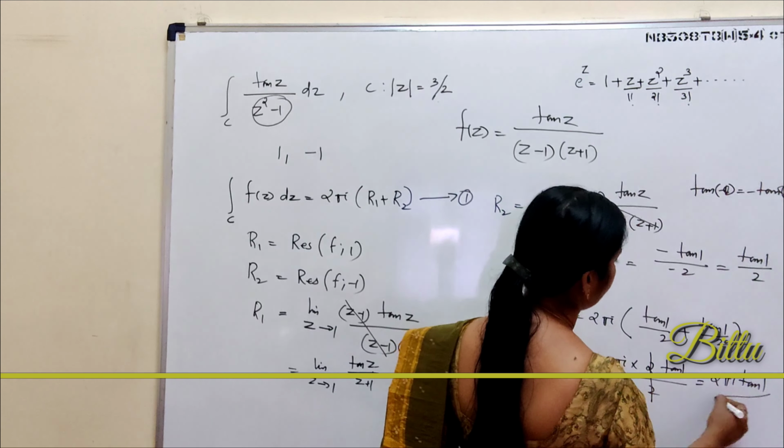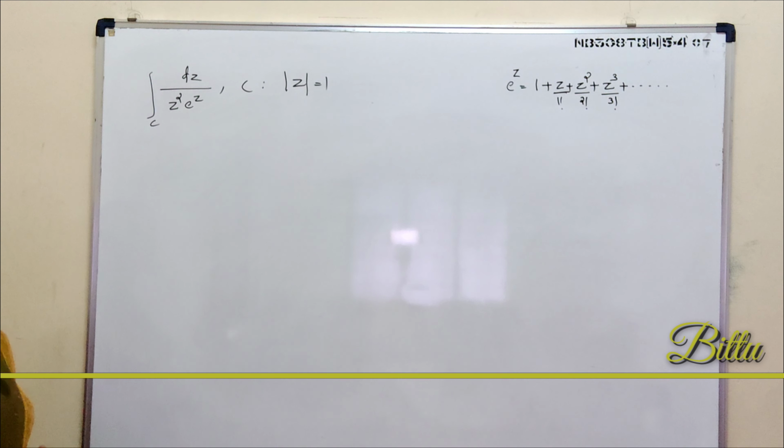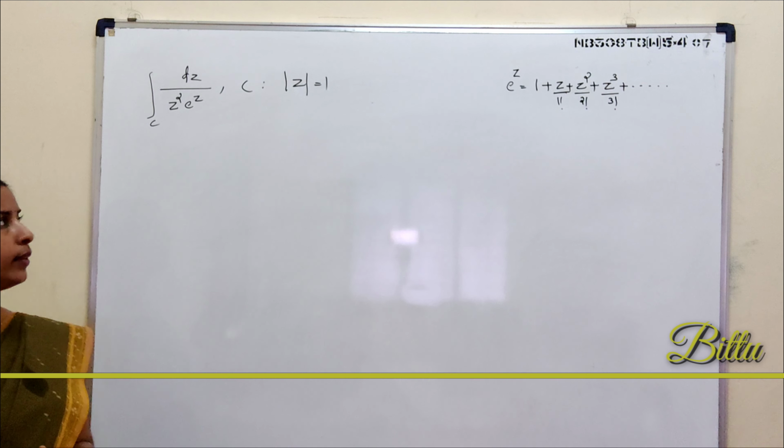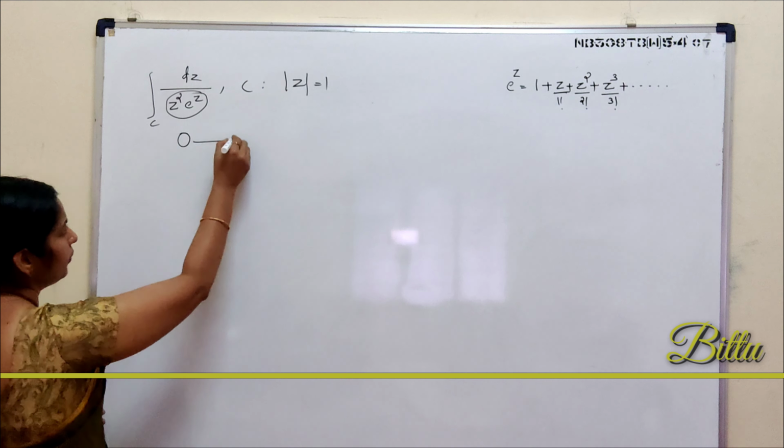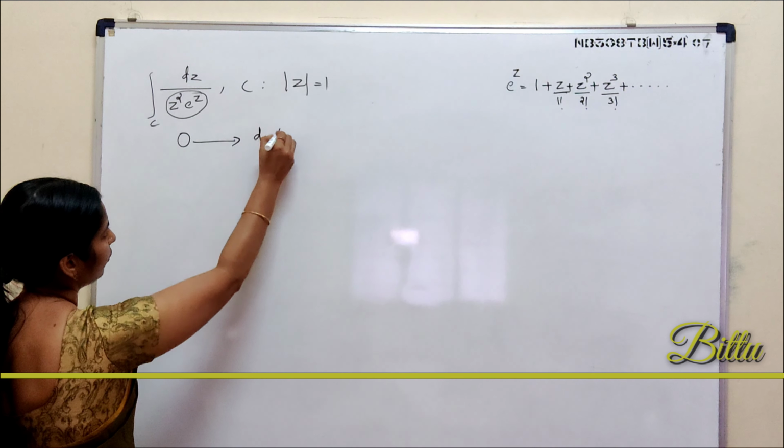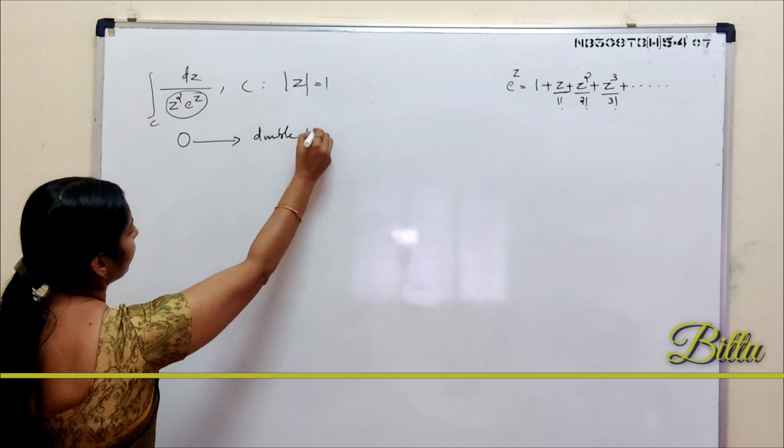Next, consider another simple question. Integral over C dz by z square e raised to z, where C is mod z equal to 1. You can find its singular points from here. See, the exponential function never vanishes, so if z square equal to 0, you can see 0 is the singular point of f z. Clearly it is a pole, and clearly it is a double pole. 0 is a double pole of the given function.